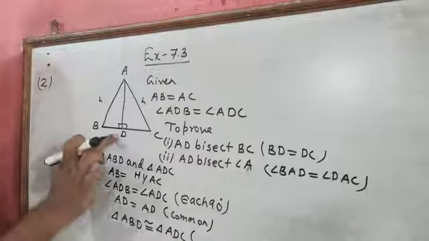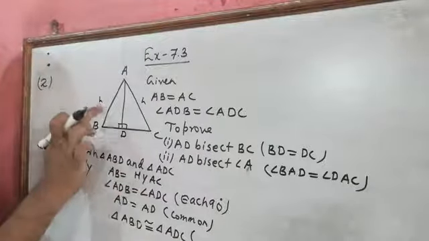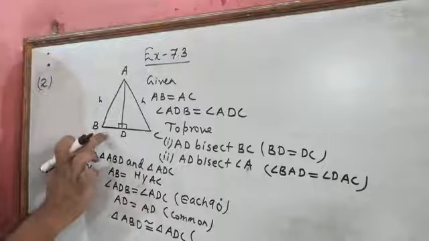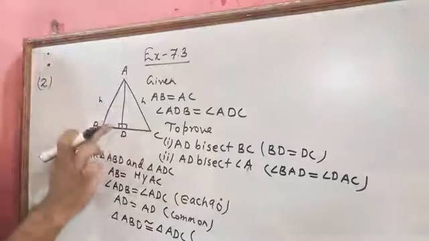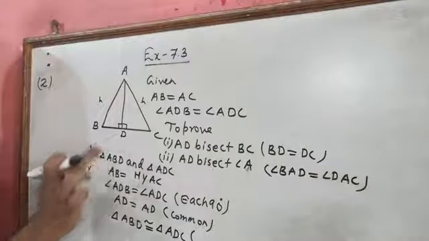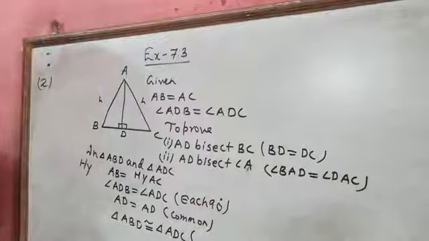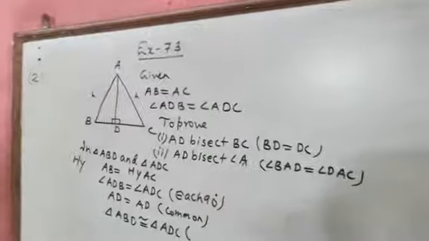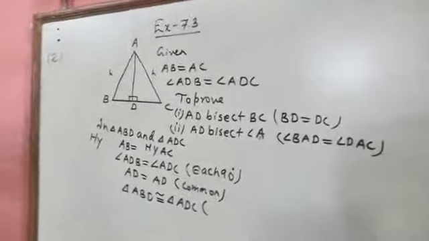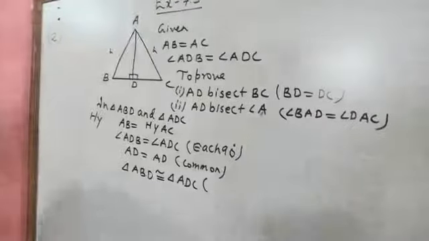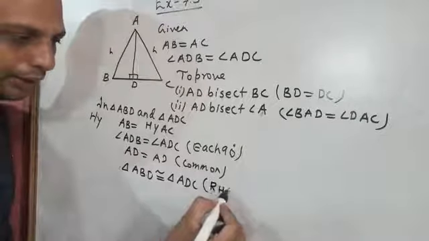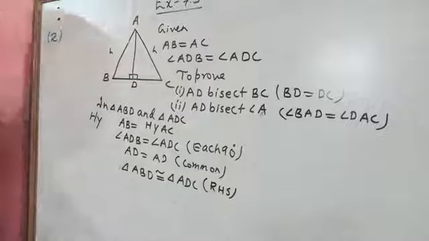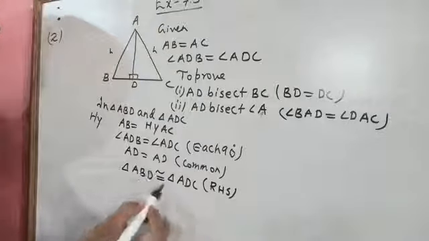Then the angle D is the right angle. So I got the hypotenuse, the right angle, and the AD common, so I got the side. Therefore, hypotenuse, right angle, and side. Therefore, our criteria will become RHS. Our criteria will be RHS because we have the hypotenuse, right angle, and side. Now, these two triangles are congruent by criteria RHS.